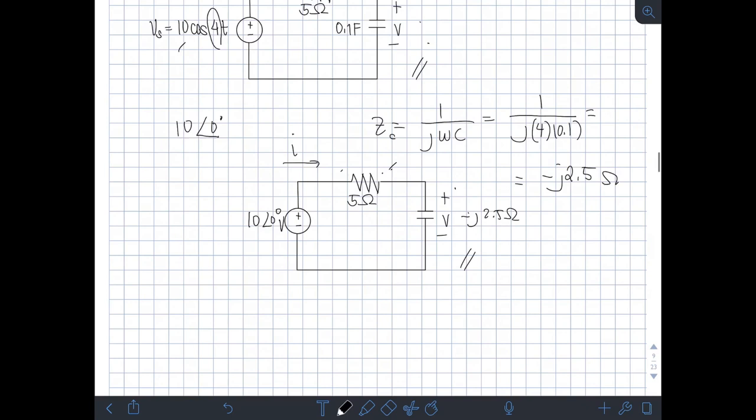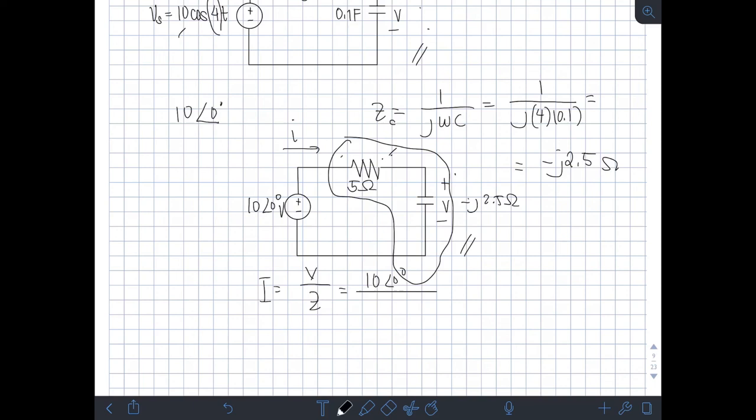So para magawa yun, itong I in phasor form, equal siya saan? So I is equal to voltage over impedance, right? Pero dapat i-add natin para makuha natin yung total impedance ng circuit. So we have V is 10 angle 0 degree volts over, so add natin yung 5 ohm tsaka negative J 2.5 ohm. So impedance niya is 5 minus J 2.5 ohms, right? Kasi nga, di ba, yung impedance natin is a complex number. Consist siya ng real tsaka imaginary part. So substitute natin dito, 5 minus J 2.5.